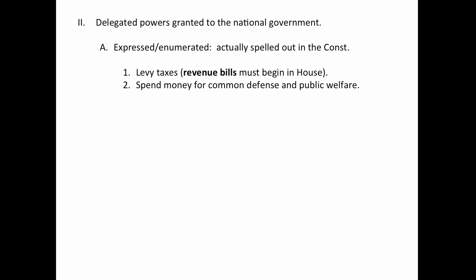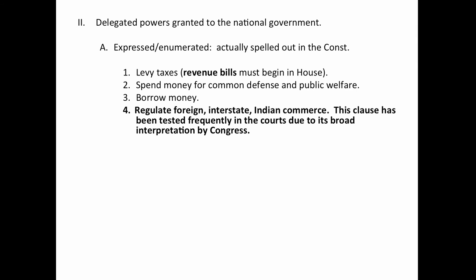So spending money is also another very big important job of Congress. Spend money for common defense, public welfare, borrowing money from China right now. Number 4, it's bolded. So that means it's important to regulate foreign, interstate, Indian commerce. This clause has been tested a lot in the courts because it's very broad.